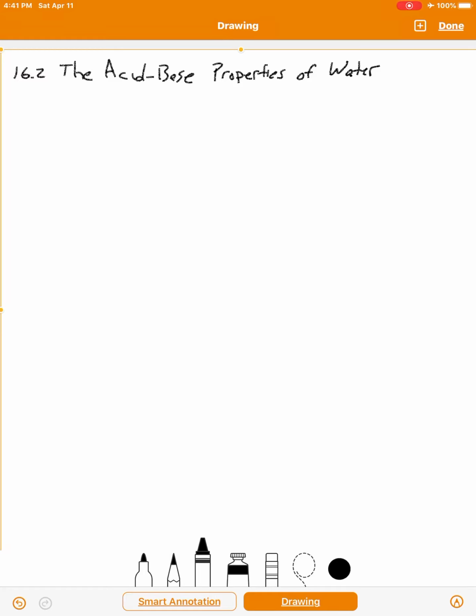This is section 16.2, the acid-base properties of water. So now we're going to look at an interesting aspect of water, and that is that water can undergo an interesting reaction. One way of writing the equation for what water does is to imagine that it is breaking up into the hydrogen ion, which again we call the proton. So that's called the hydrogen ion. And the hydroxide ion just breaks up into those two ions, breaks apart.